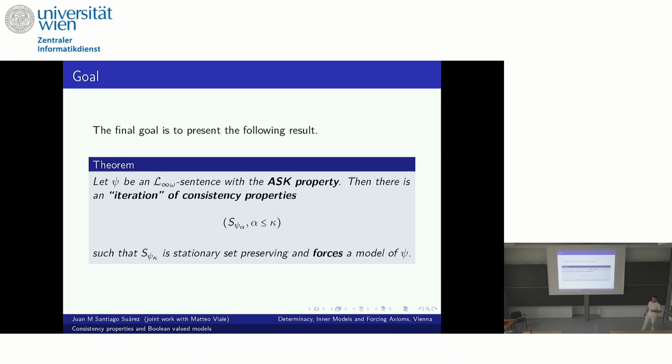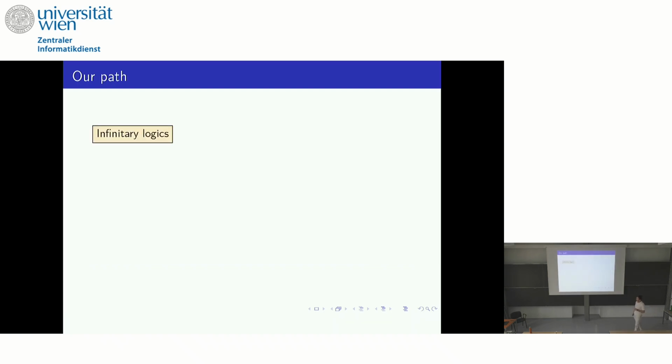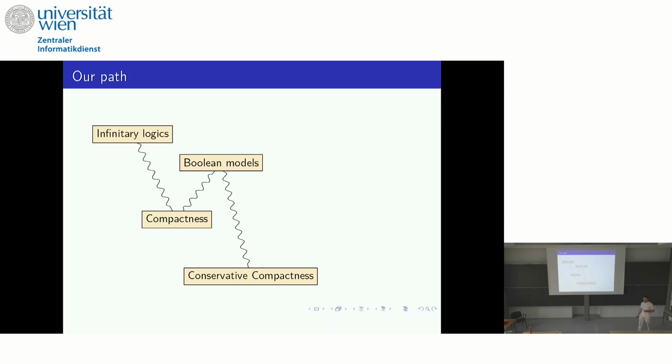And our path to do so will be the following. I start recalling a bit what infinitary logics are, and I will introduce the point that will guide our work, which is the failure of compactness and what can we do about it. To discuss compactness, we need a bit of Boolean valued models, so I will recall what they are. And once we are ready, we will introduce a version of compactness for infinitary logics, which we call conservative compactness. And these 4 items correspond more or less to what we could call the model theoretic part of this talk.